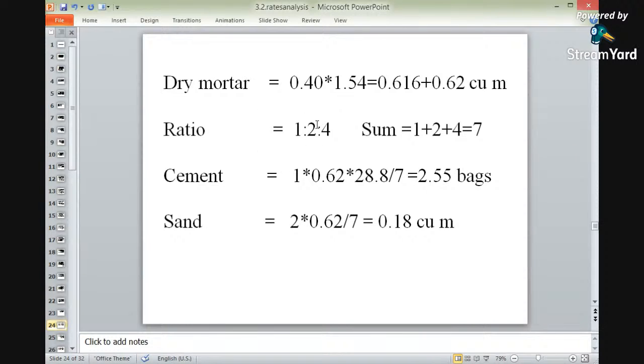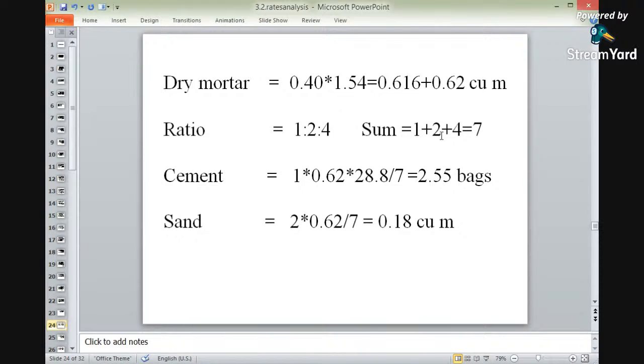Okay. Dry mortar is nothing but 0.40. Again, it's a percentage because an extra amount will be required. What is that extra amount? 1.54. We have considered 50% extra, so it comes to be 1.54. So after calculations and additions, it comes to be 0.616, about 0.62 cubic meters. What about the ratio for this? 1 to 4 is the ratio.